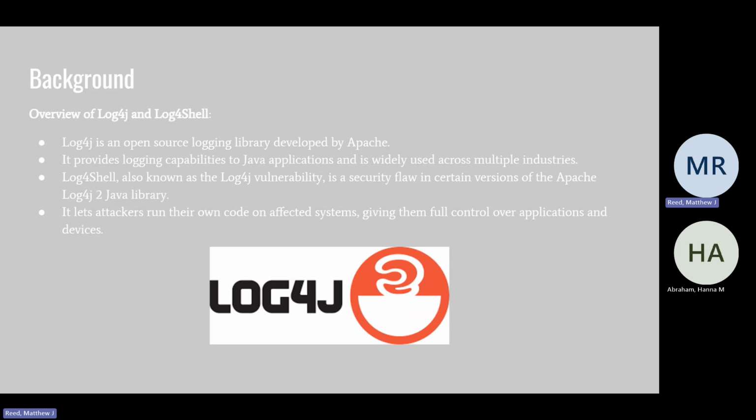So a bit more about Log4j. It's used to make error tracking easier in applications. It logs user activity and application behavior, and it helps developers monitor how systems work, fix errors, and improve performance. Because of how widely used it is in software applications, this vulnerability has posed a serious risk just due to the sheer scope of affected systems and environments.